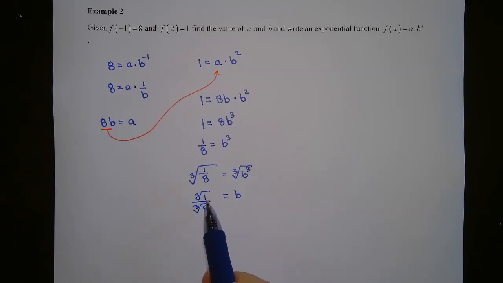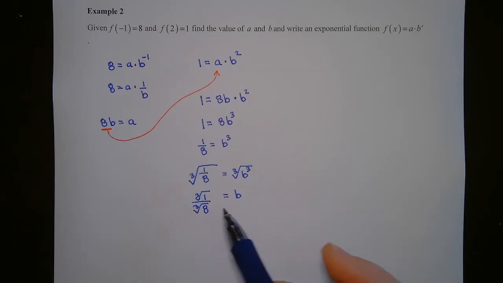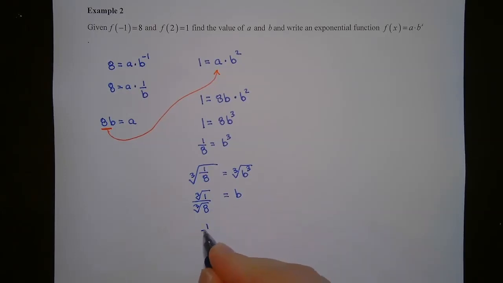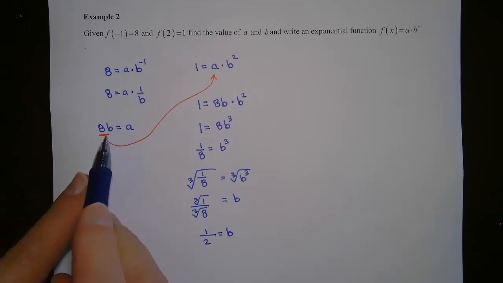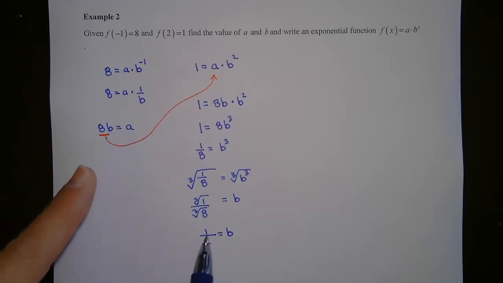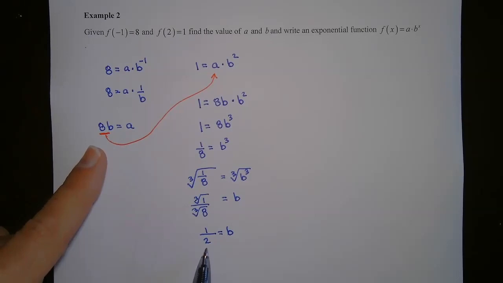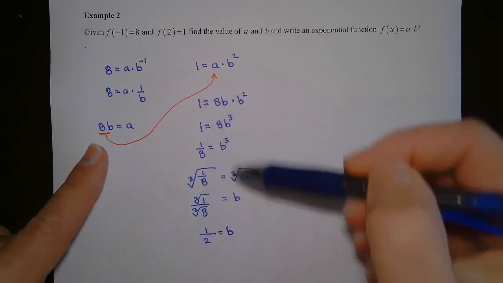Well, what's the cube root of 1? What could I multiply 3 times in a row, the same number 3 times in a row, that would give me 1? Well, it'd be 1. And what number could you multiply 3 times in a row to get 8? Well, it'd be 2, right? So I now know that my b is 1/2. Now I know what b is. This a was determined by whatever the value of b is. Well, now I know b is 1/2 from this equation.